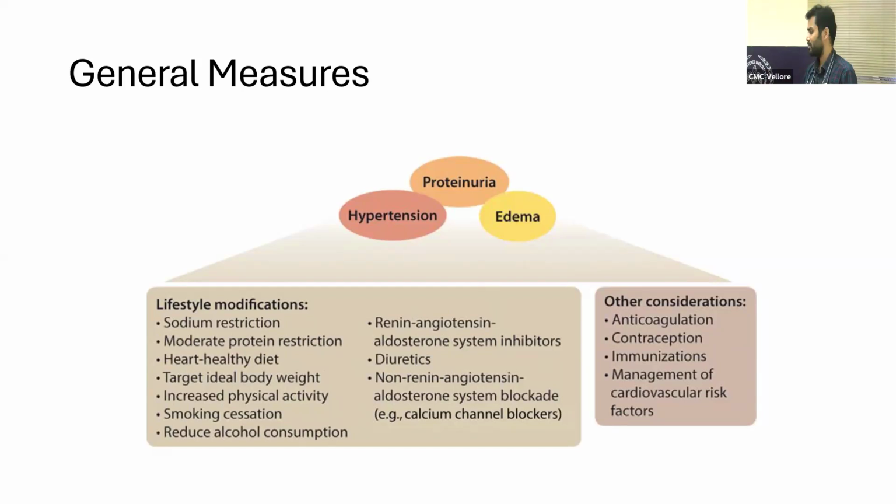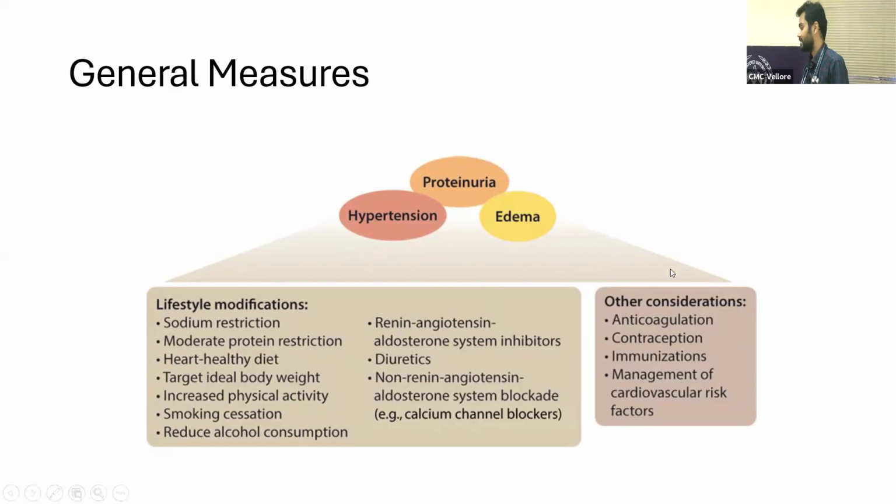These patients will have dyslipidemia and hypertension, and they are more prone to cardiovascular problems. So they need a heart healthy diet, have to maintain body weight, physical activity is important, and smoking and alcohol consumption should be stopped. To control the protein leakage as well as edema, you have to use RAS blockade. Nowadays SGLT2 inhibitors are also in the pipeline, and the diuretics. You can use non-RAS blockers also.